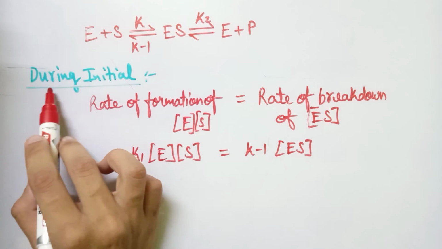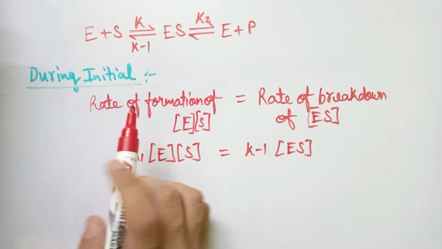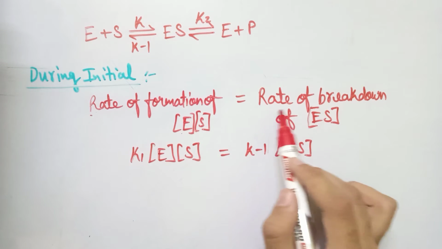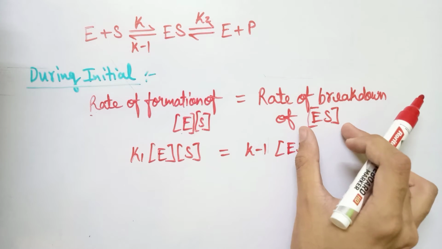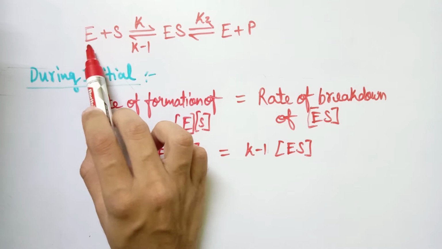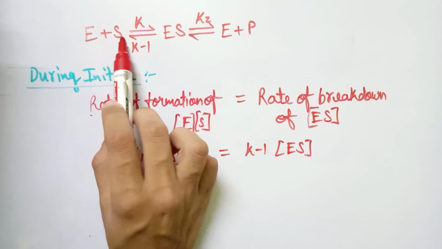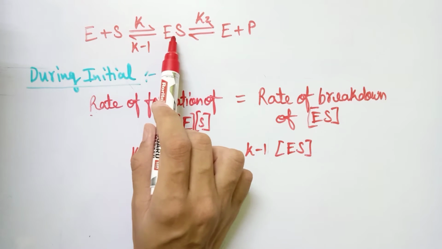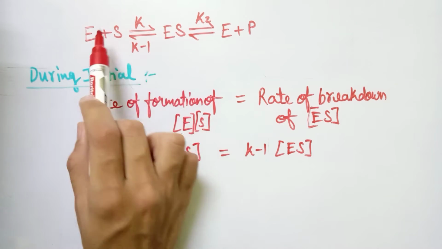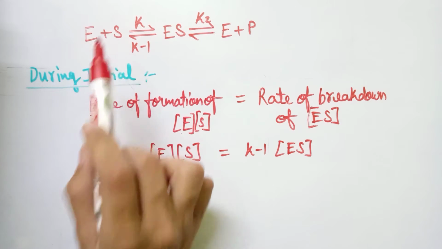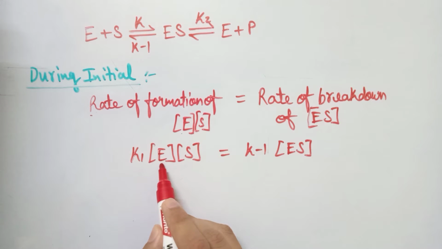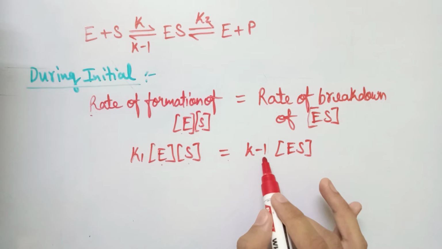Now at the initial point of time, the rate of formation of enzyme substrate complex is equal to the rate of breakdown of enzyme substrate complex. The rate of formation of the enzyme substrate complex is also equal to the rate of breakdown of the enzyme substrate complex into enzyme plus substrate again. So this can be written as K1 enzyme concentration into substrate concentration, that will be equal to K minus 1.